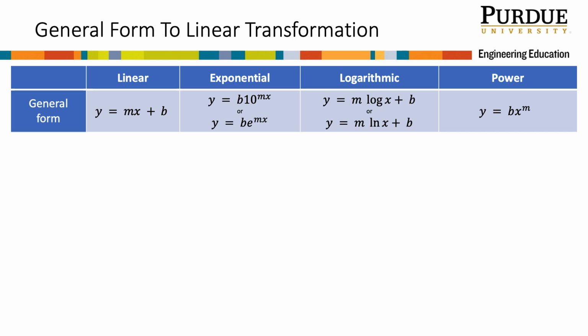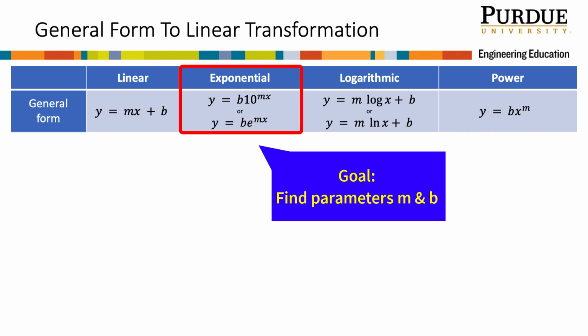Since we are considering exponential as our general model, let's take a look at that column. This top equation is the general form y equals b times 10 to the mx. Notice that throughout the table, it also shows the forms if you would rather use e and natural logs. For the equation modeling, our ultimate goal is to find numbers for m and b, these are the parameters, that allow this equation to model our raw original data.